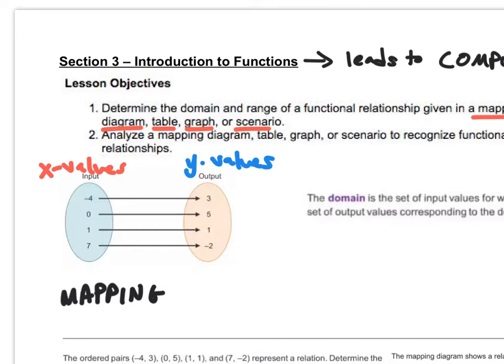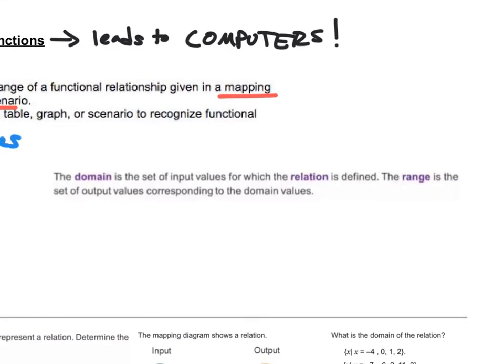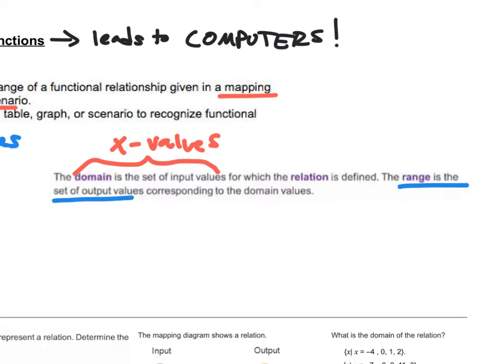All right, so then we have this thing called the domain. Look what it says. The domain is the set of input values. So above that, I'm going to write the domain, set of input values. I'm just going to write x values. Domain means x values for which the relation is defined. The range is the set of output values. Those are y values.